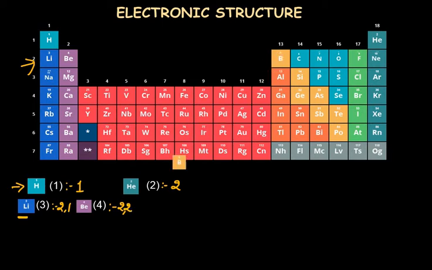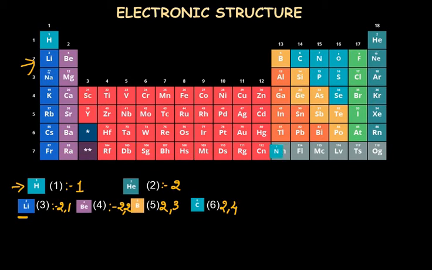Same for boron. Here boron has five electrons. So two electrons will go in the first shell and the remaining three electrons will go in the second shell. Now go with the next, that is carbon. Carbon has six electrons. Out of six electrons, two will go in the first shell and the remaining four will go in the second shell.